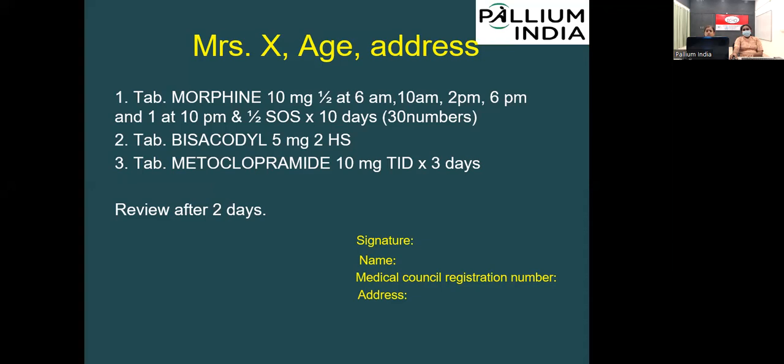And you have to make sure that, nurses can't prescribe, I understand, but just for your knowledge, the doctor has to put their name, signature, medical council registration number and the institution address. This is the typical morphine prescription.